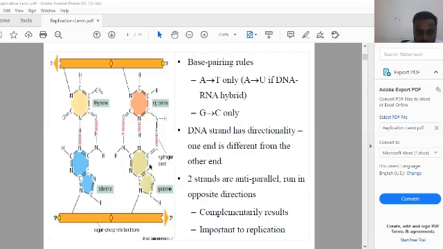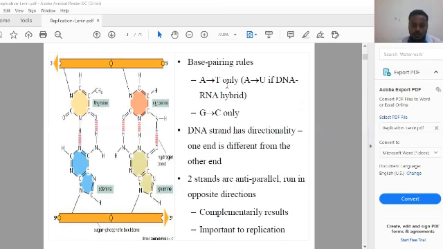Okay. So next is the base pairing rule. What is the base pairing rule? Adenine pairs only with thymine, and guanine pairs only with cytosine. This pairing is only for DNA. These are the pairings of the DNA.